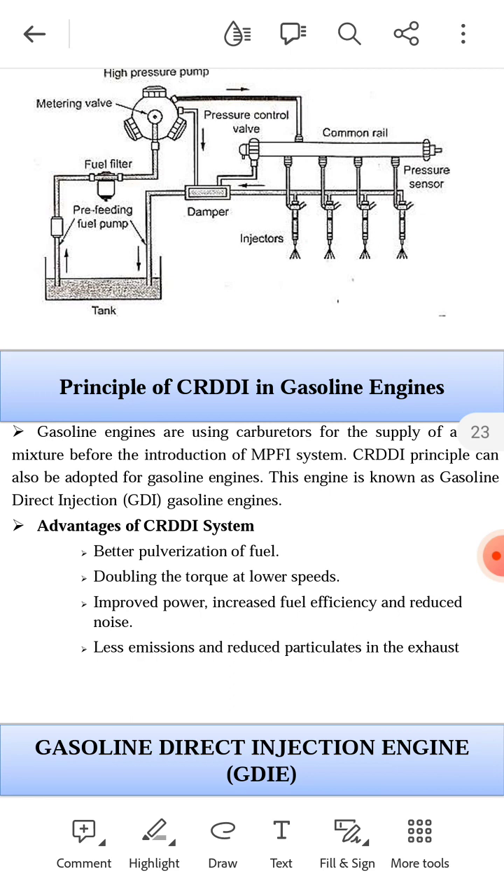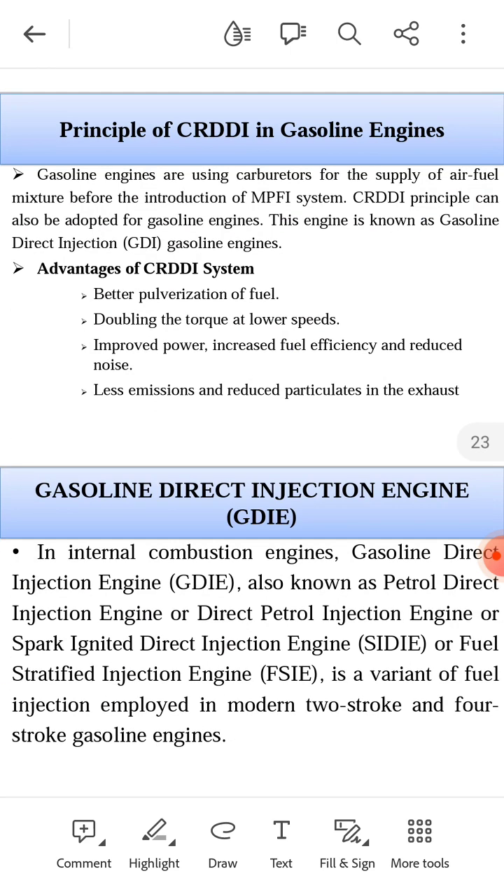Advantages of CRDI: better atomization of fuel, doubling the torque at lower speeds, improved power, increased fuel efficiency, reduced noise, less emission, and reduced particulates in the exhaust.